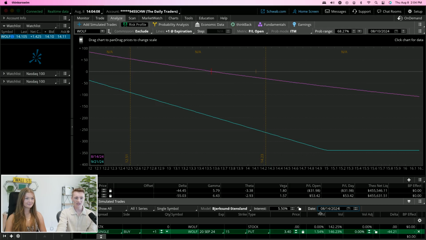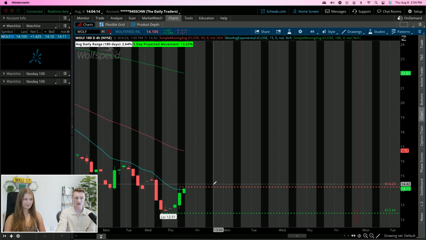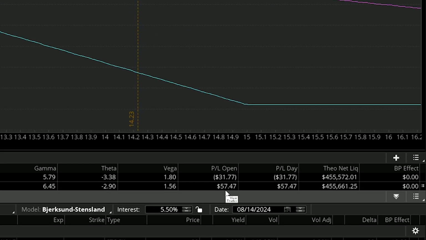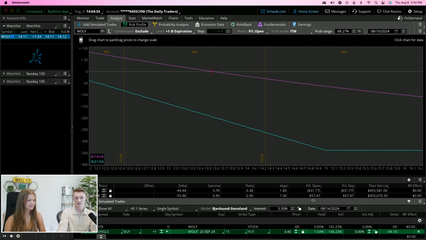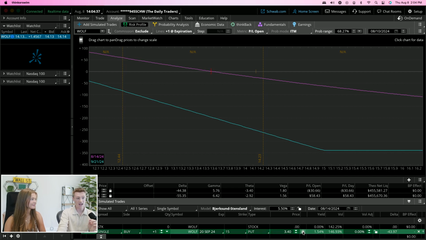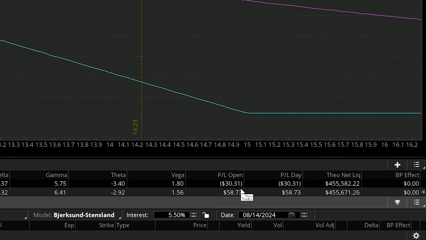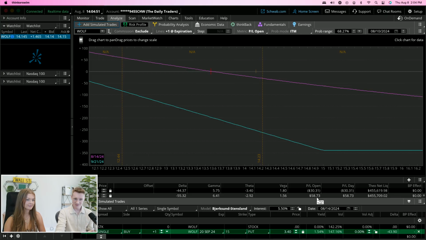So what this is saying is that on August 14th, if we hit our take profit at roughly 12.44, we have 12.41, let's say 12.44, we'll make that little adjustment. If we hit that area, we are going to make $57.47 on this contract, which currently costs $340. And if we're wrong, if we go back, if we hit 14.23, we are going to lose $30.31. So, does that make sense?